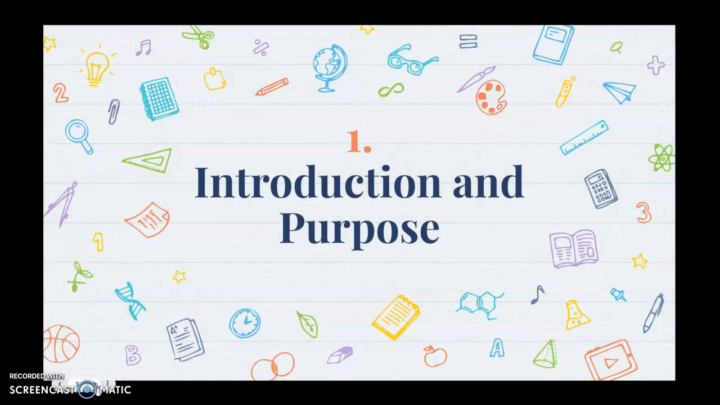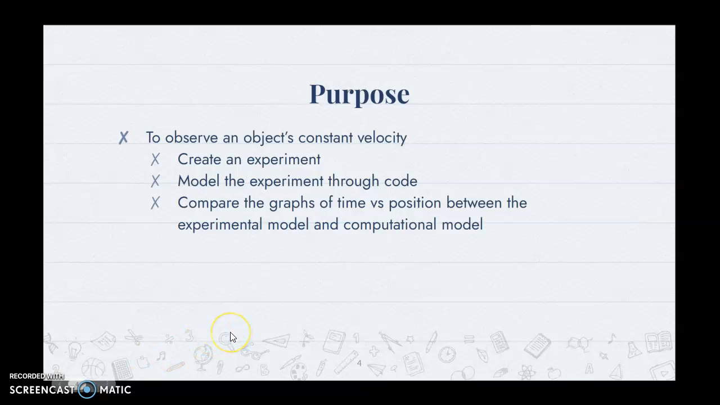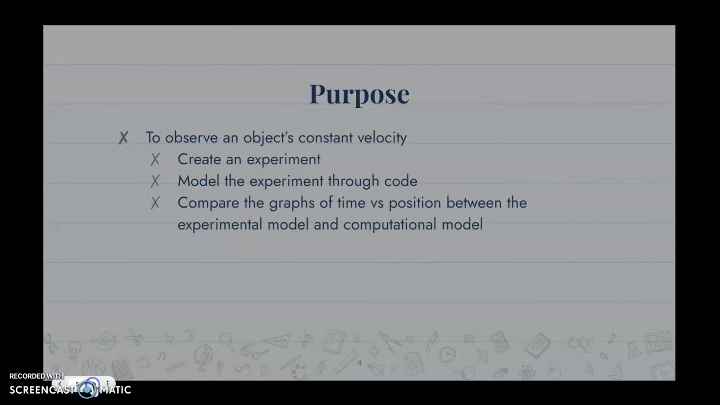The purpose of today's lab is to observe an object's constant velocity. In my experiment, the object is a regular tennis ball. We can see that the system is a tennis ball and the surroundings include everything around it, like the floor and the force that I use to roll the ball. We'll observe the tennis ball's constant velocity by designing and simulating an experiment through a software, model the experiment with code, and then compare the graphs of time versus position between the experimental model and the computational model.